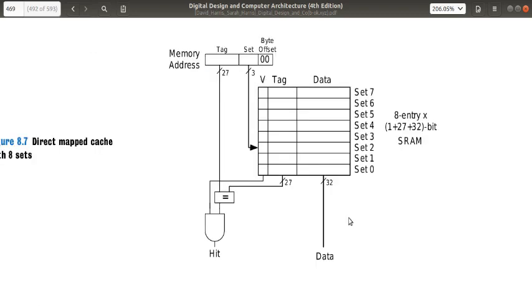Okay, now coming back to our actual example, that is the 8 set cache memory. So this is how we check whether data is actually there or not. Here we can see one extra term, V. This is called a valid bit.